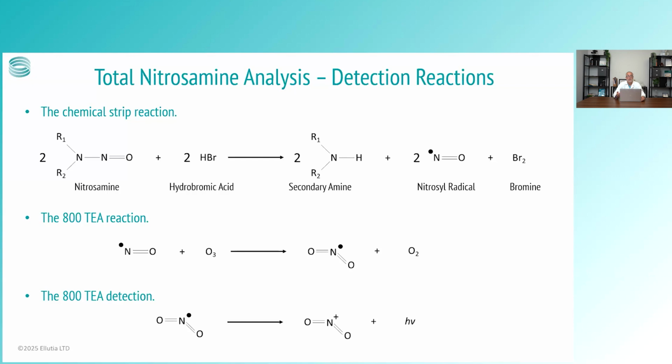Now, when this enters the TEA, Ellutia's thermal energy analyzer, the onboard ozone generator reacts the ozone with NO to form an excited state of NO2, or nitrogen dioxide. When this relaxes, it releases a photon of light, and it's this light that is detected.